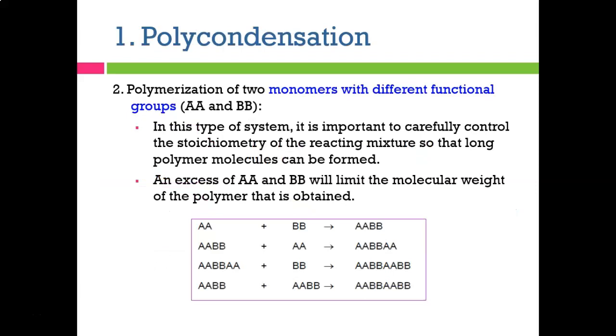Okay, polycondensation. The polymerization of two monomers with different functional groups given by AA and BB. In this type of system, it is important to carefully control the stoichiometry of the reaction mixture so that long polymer molecules can be formed.